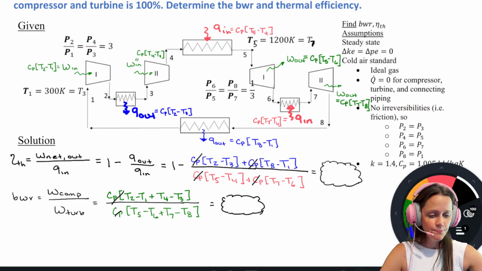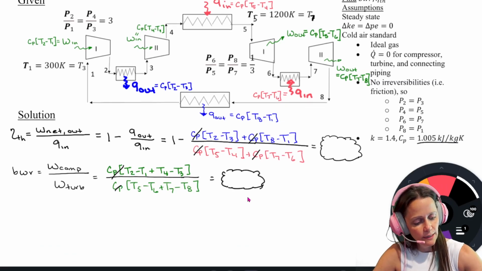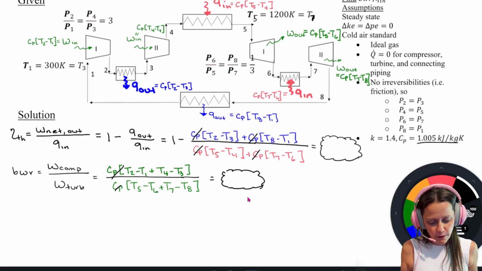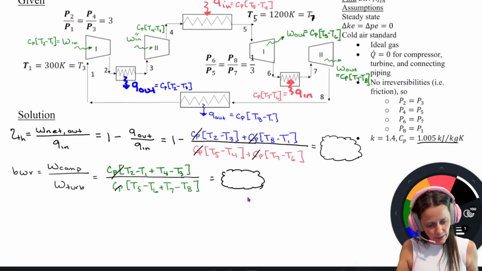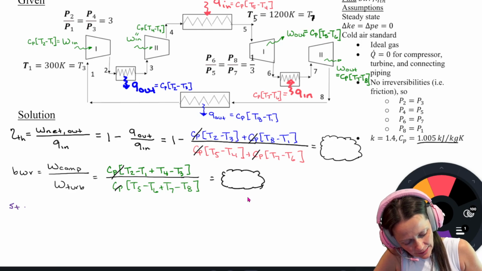All right. So now I got to figure out my temperatures. Easy peasy. And I know half of them. I know 1, 3, 5, 7. Just need the other things, right? So I will go ahead and write, I like writing state 1. Here's state 1. State 1, T1, 300 Kelvin. State 2.